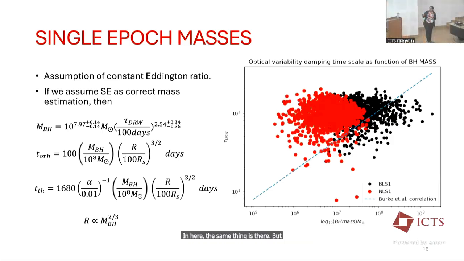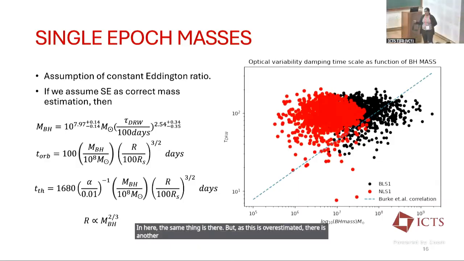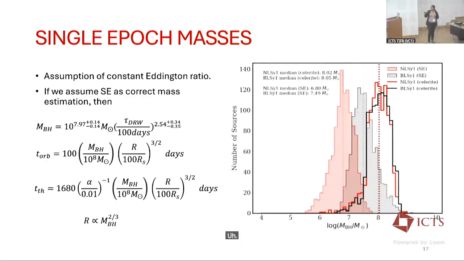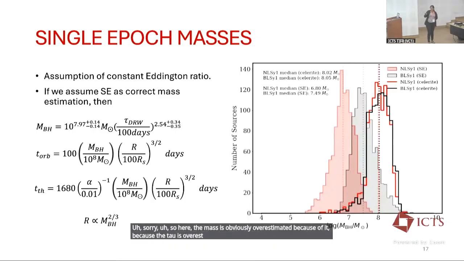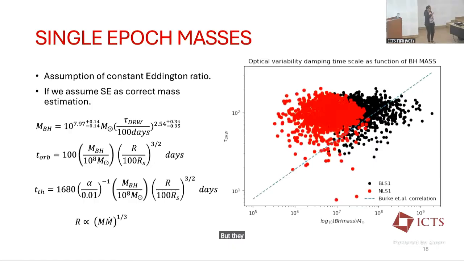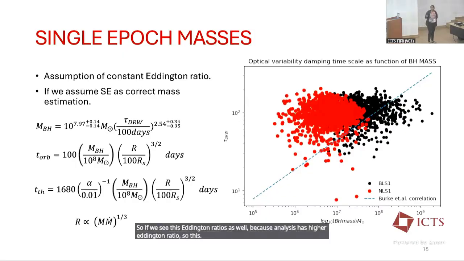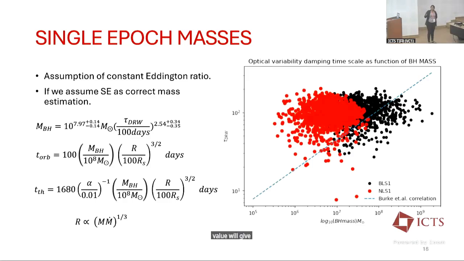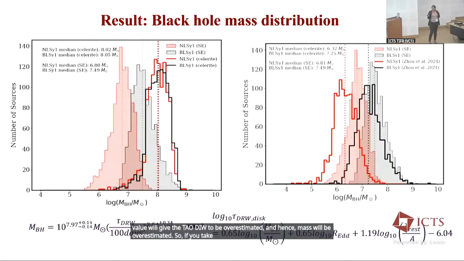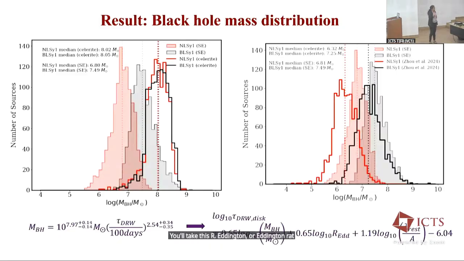But as this is overestimated, there is another thing we need to know. What is it? Here the mass is obviously overestimated, because the tau is overestimated, and hence the mass will be. But they didn't take into account the Eddington ratio. NLS1s have a higher Eddington ratio, so this value will give the tau DRW to be overestimated, and hence the mass will be overestimated. So if you take into account the Eddington ratios, then what will we get?